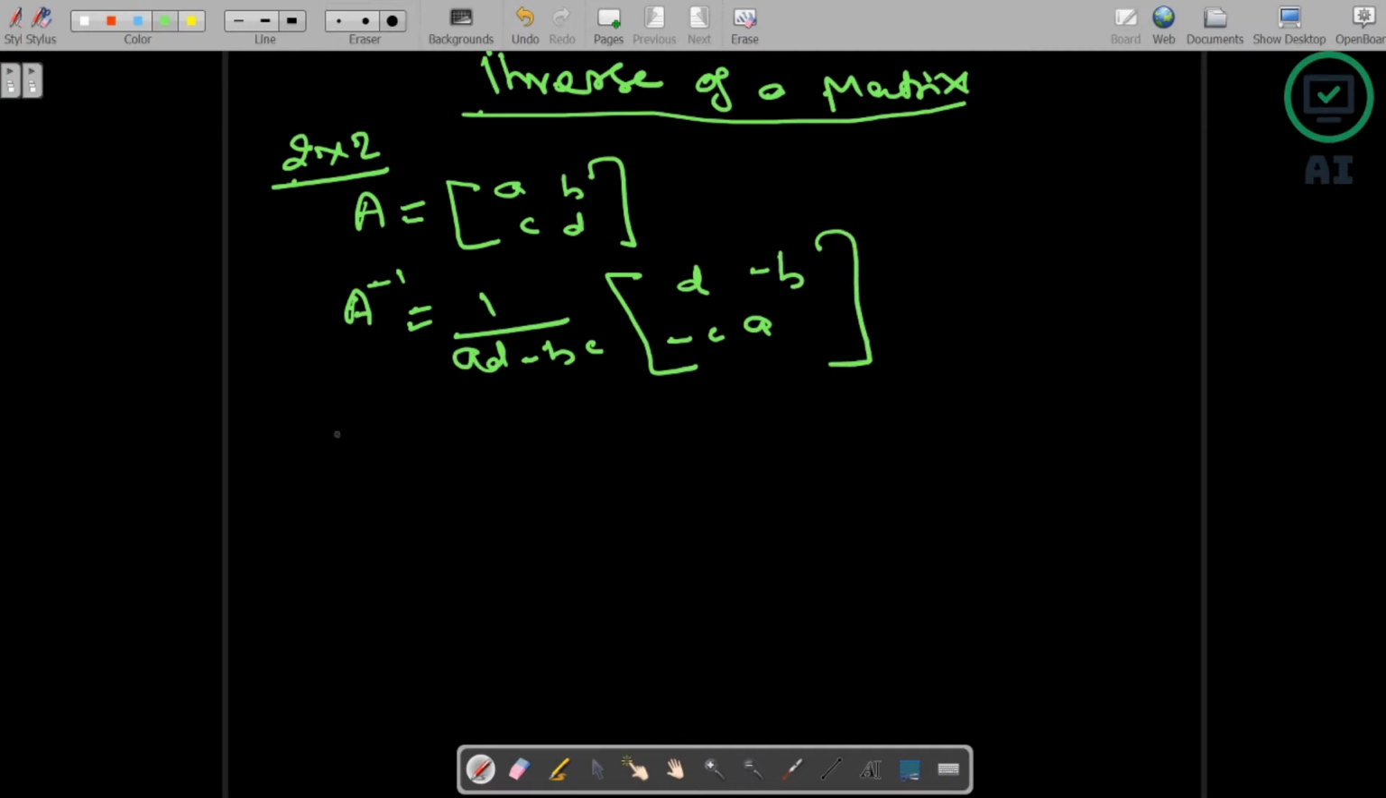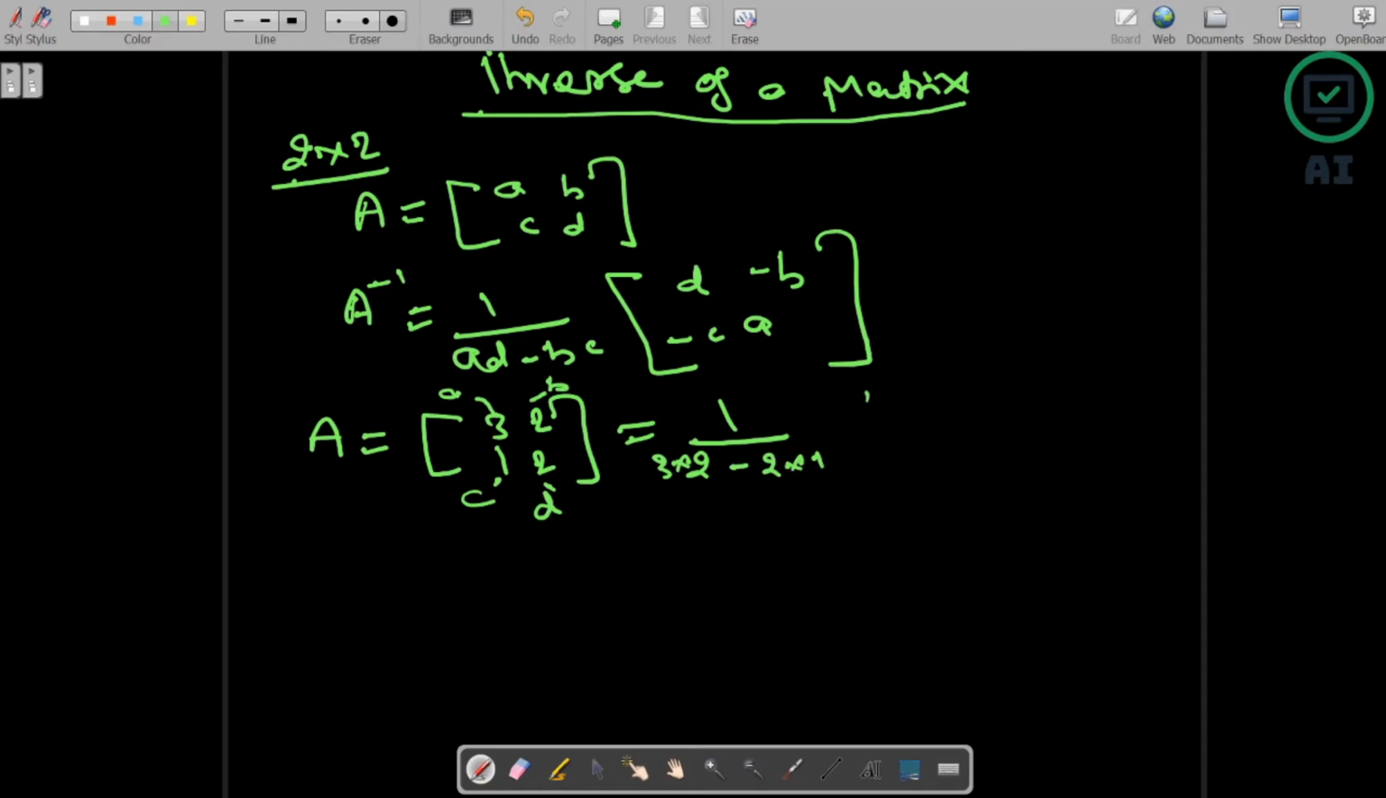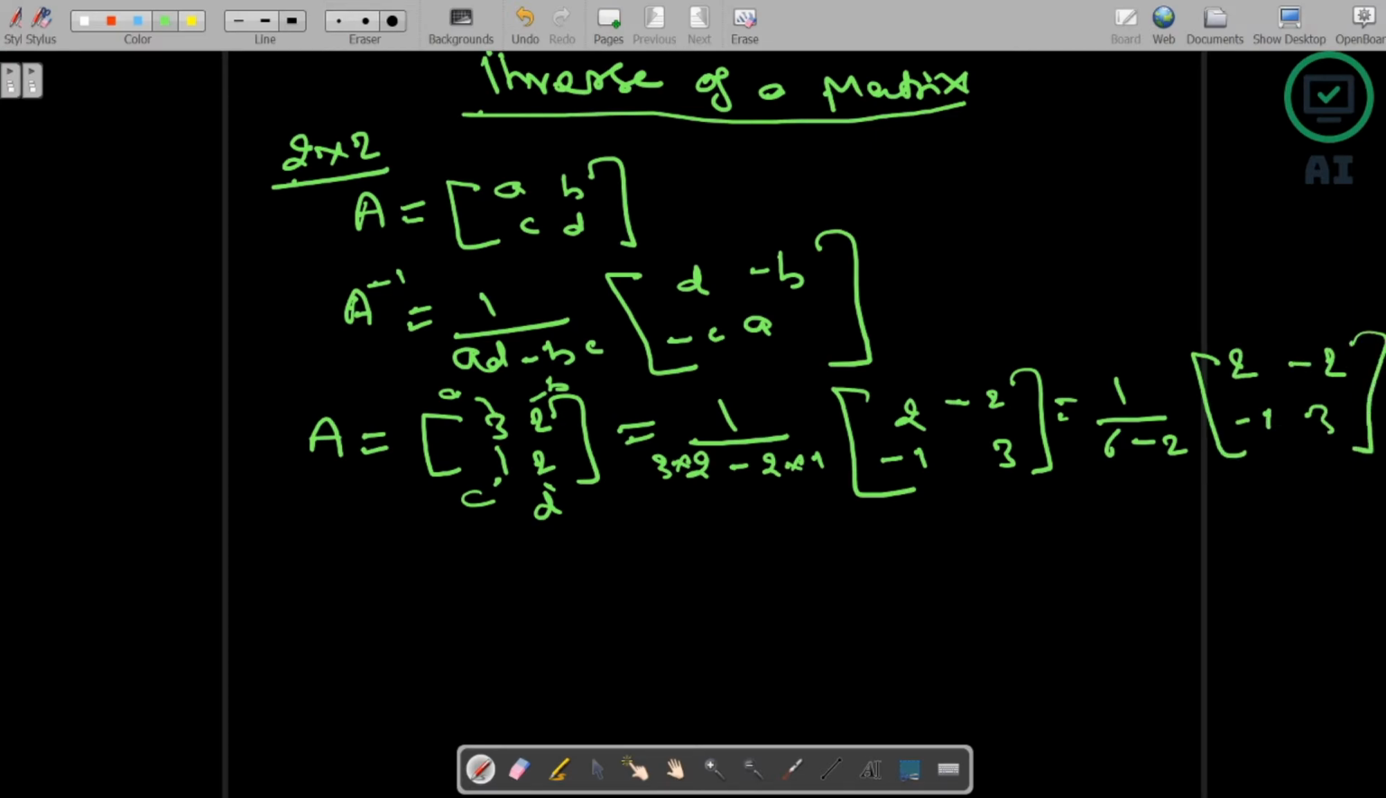So let's take one example for this. So if A equal to 3, 2, 1, 2. So let's calculate this one. AD, this is A, this is B, C, D. So 3 cross 2 minus 2 cross 1, and then this is 2, minus 2, minus 1, 3, which is nothing but 1 divided by 6 minus 2. This is 2, minus 2, minus 1, 3.